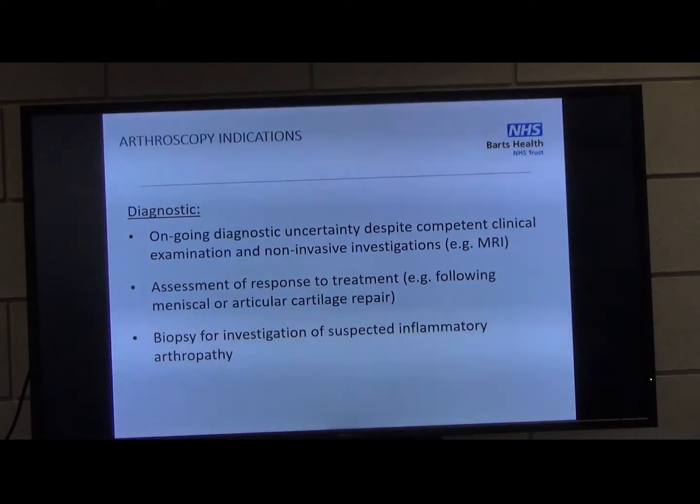Sometimes you perform an intervention, you repair a meniscus, or you do microfracture for an osteochondral defect, and patients still have symptoms 6 months, a year down the line. So again, another arthroscopy would be useful in these situations. And sometimes you need tissue specimens from the knee. Your rheumatology colleagues may ask you to, they're investigating someone with some sort of arthropathy, they're not sure what's going on, and a tissue specimen may be required to confirm the diagnosis.